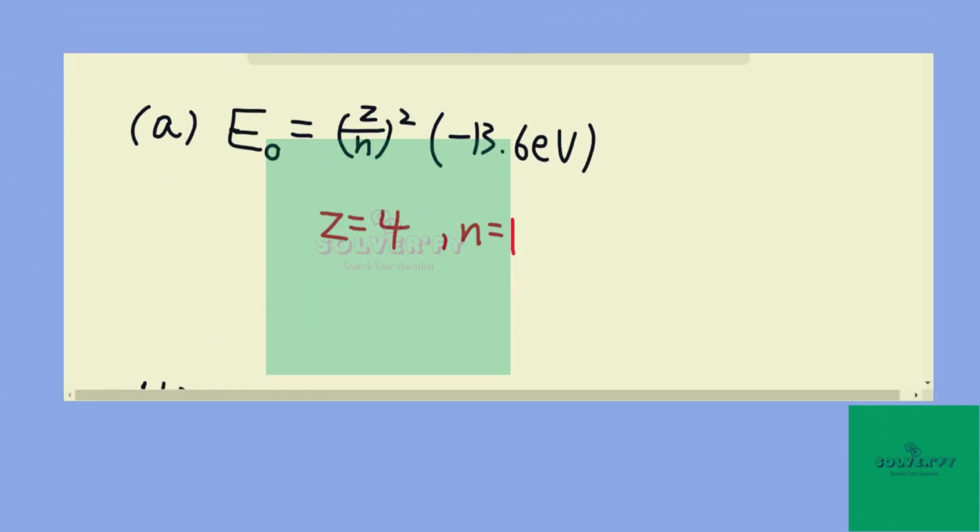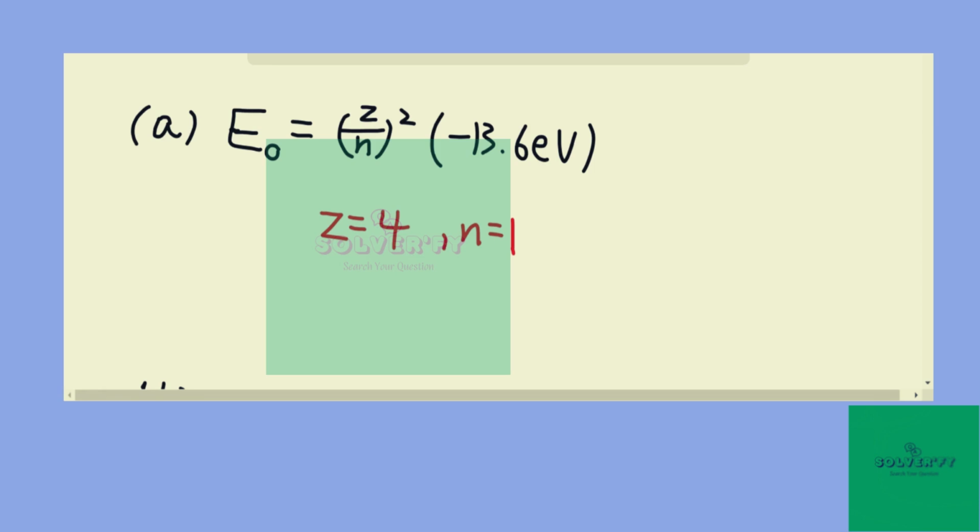Okay, so we know the ground state energy of the beryllium atom can be equal to (Z over n) to the power 2 times negative 13.6 electron volts. So Z here is the atomic number. We know the atomic number for beryllium is 4, and n here is the quantum number, which is 1 at ground state. Okay, and negative 13.6 electron volts here is the ground state energy of the hydrogen atom.